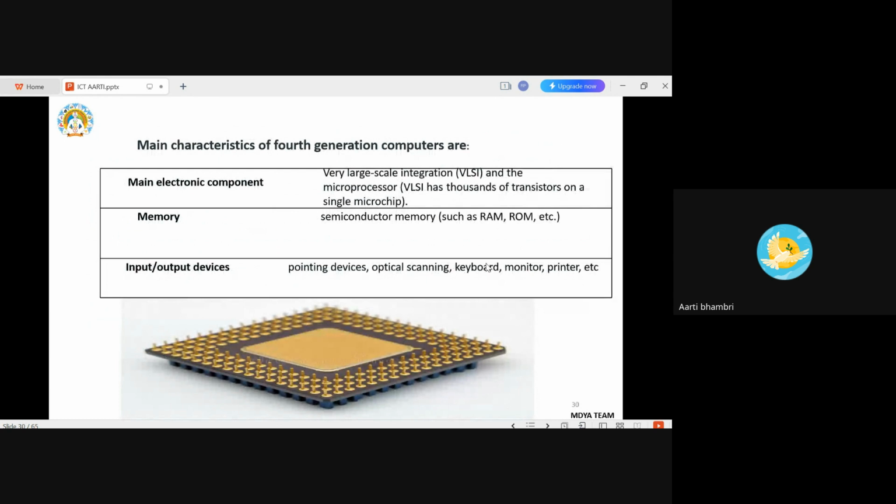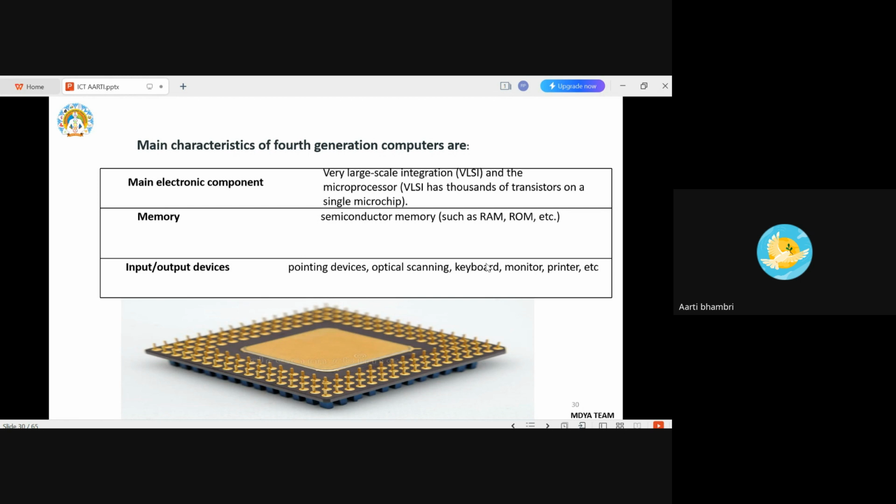The main characteristics of the fourth generation computer are very large scale integration and the microprocessor: thousands of transistors on a single chip. What type of memory is used in this type of computer? Semiconductor memory. RAM and ROM were introduced in this generation. What input output devices are used? Pointing devices, optical scanning, keyboard, monitor, printer.